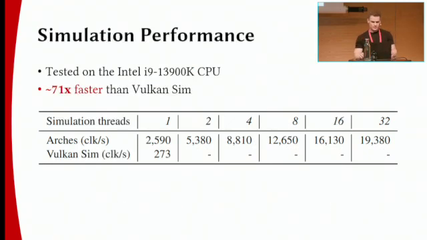And then the other thing that we've really been harping on here is that we want this thing to be fast. And so we tested both VulcanSim and Arches on an i9 13900K. And you can see we don't get perfect thread scaling, but overall, when running on all threads, we're 71 times faster than VulcanSim. And I think this is really important because it's the difference between taking hours to run a single scene and taking mere minutes. And that allows you to test more test cases, to iterate faster, and to actually get more useful information out of the simulator.